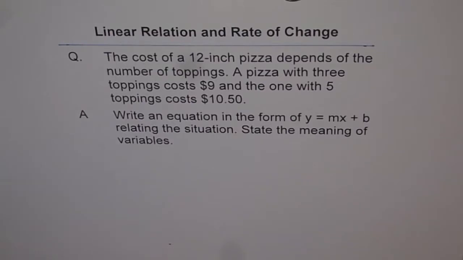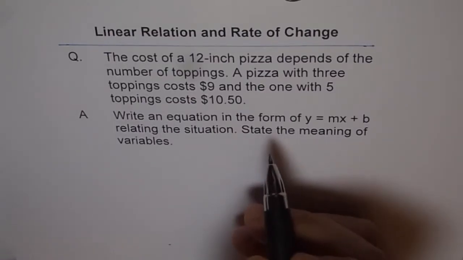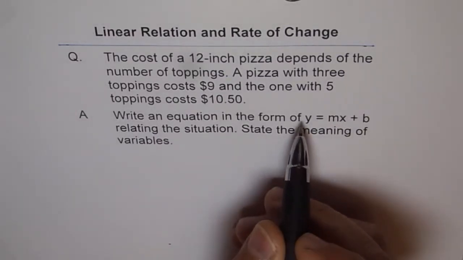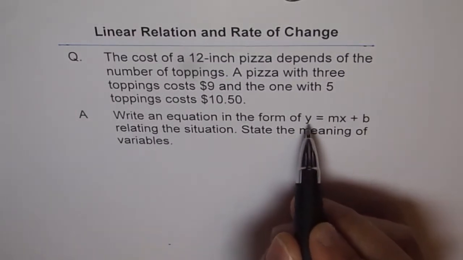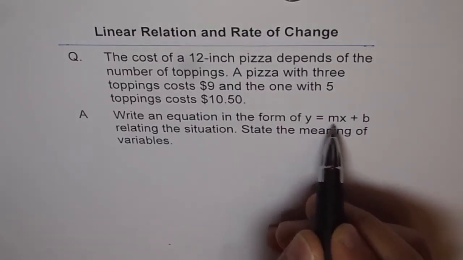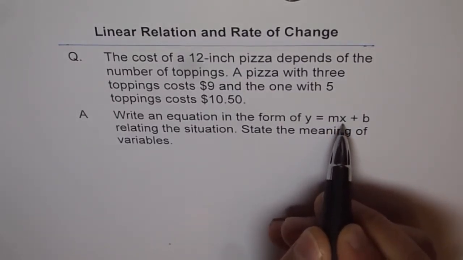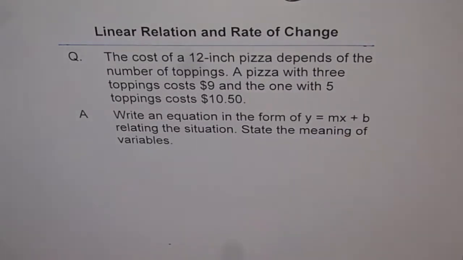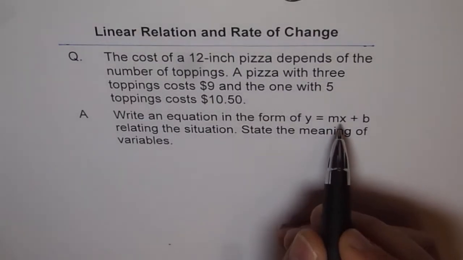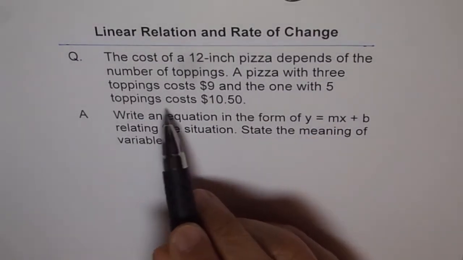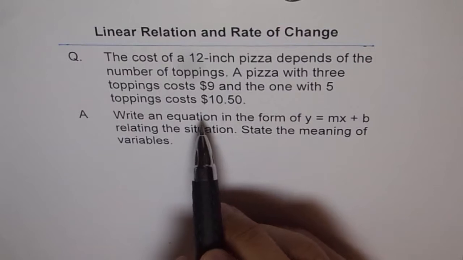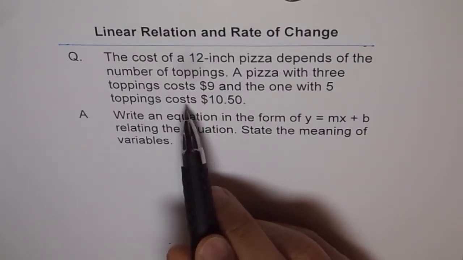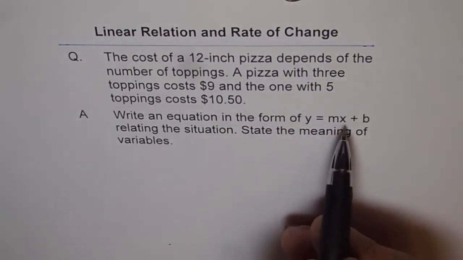Okay, now the variables here are the independent variable x and the dependent variable y, right? So in this equation, y = mx + b, these are the two variables. x is the independent variable and y is the dependent variable. Now what is x? x, the independent variable, is the number of toppings, since we see that with the number of toppings, the cost changes. So what changes is the cost with the number of toppings.